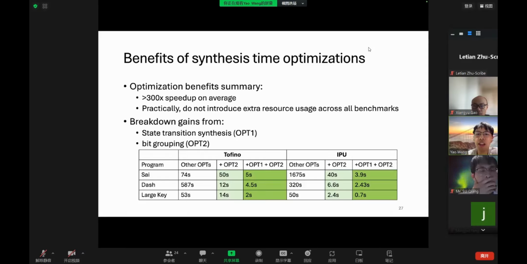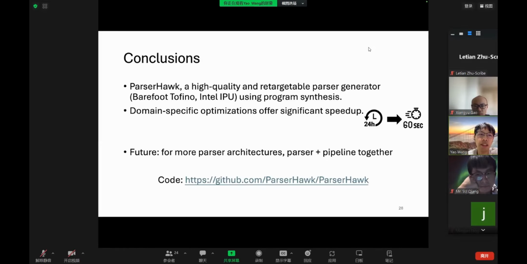Right now, we can see we choose the state transition synthesis discussed before and bit grouping by default, and enable all optimizations except these two, and then enable bit grouping and the state transition synthesis separately to find that each one can offer over 10 times speedup.